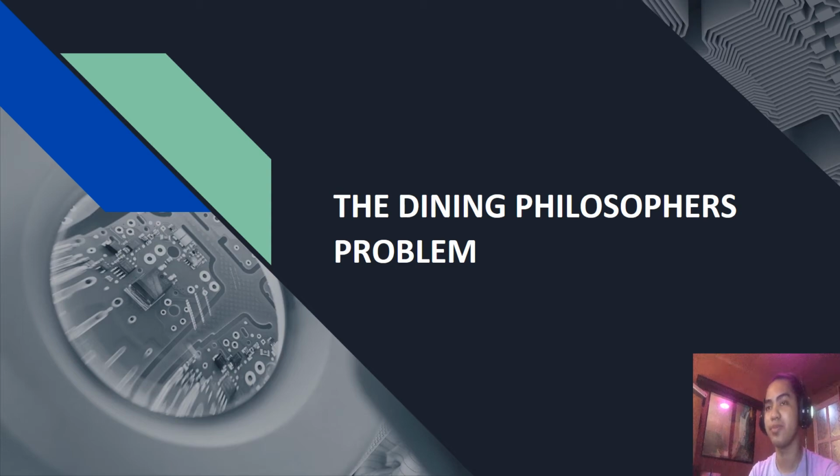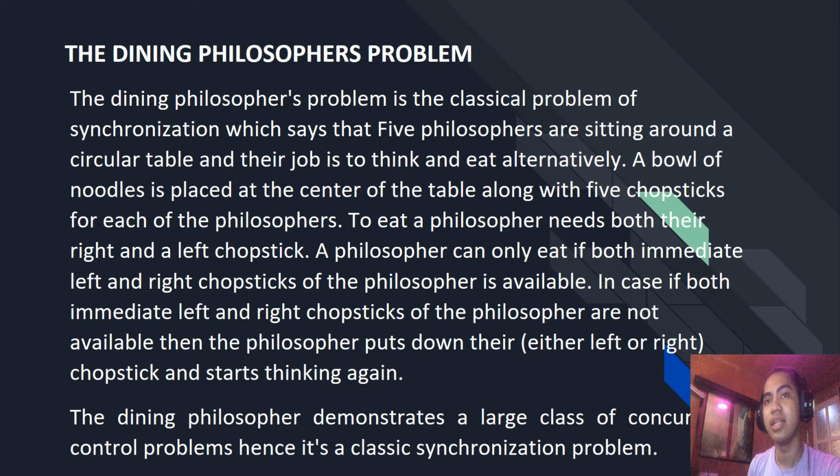The Dining Philosopher's Problem. The Dining Philosopher's Problem is the classical problem of synchronization, which says that five philosophers are sitting around a circular table, and their job is to think and eat alternately.